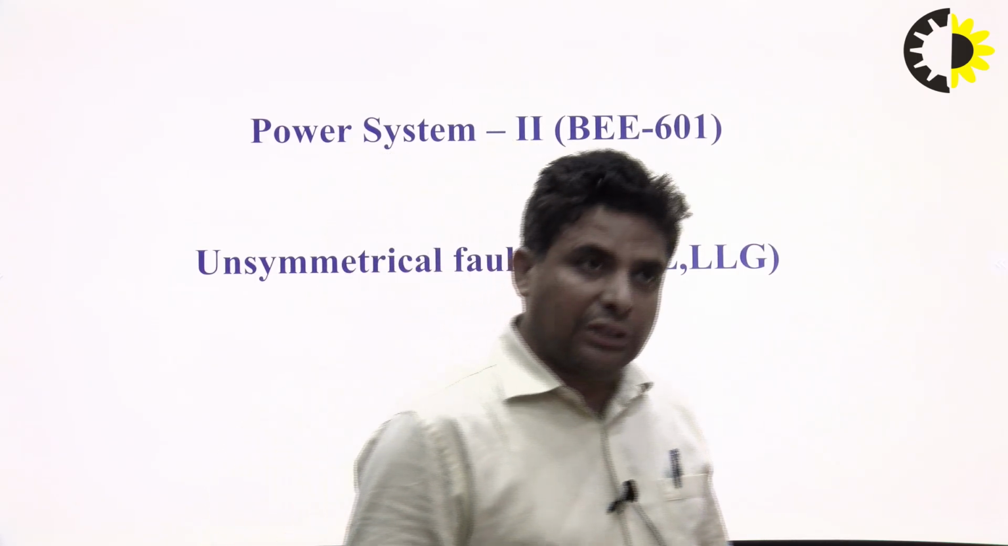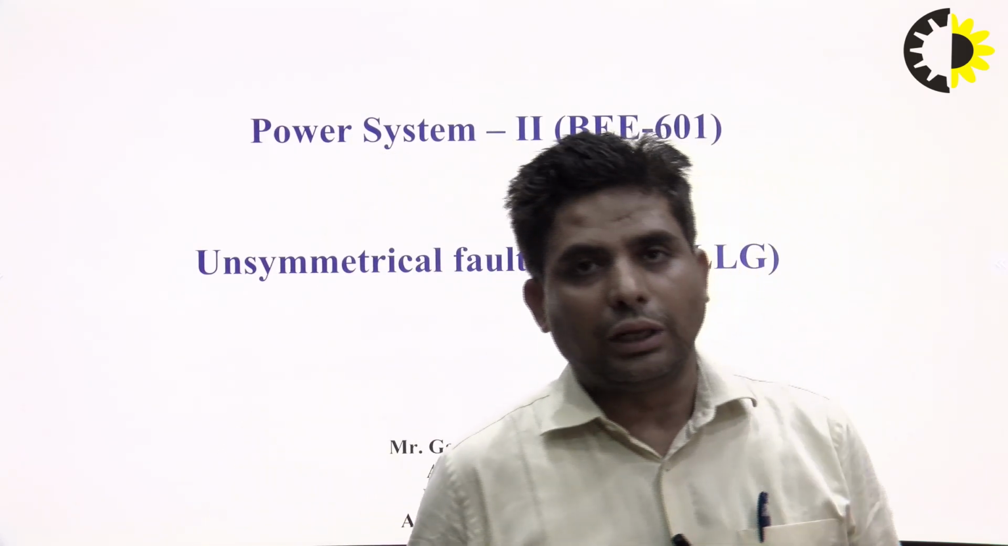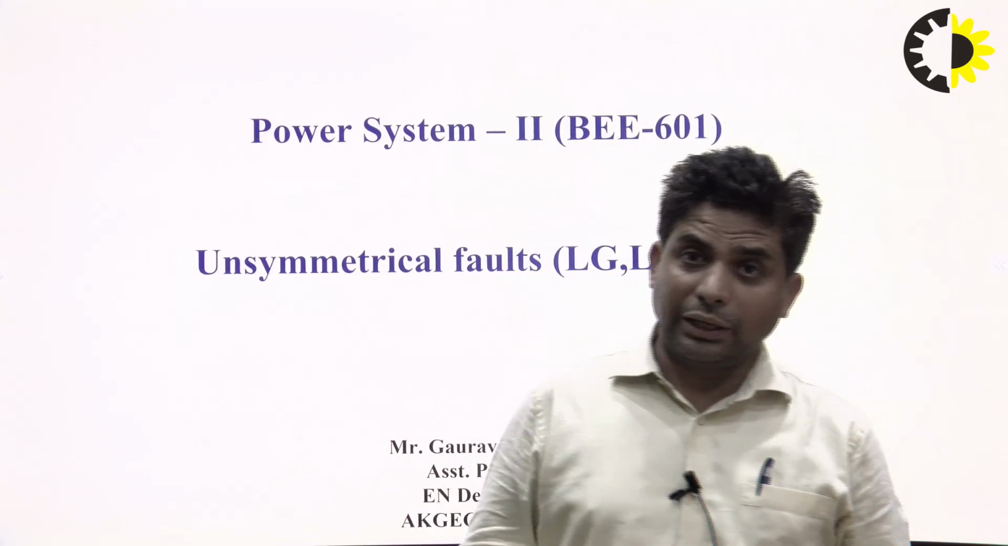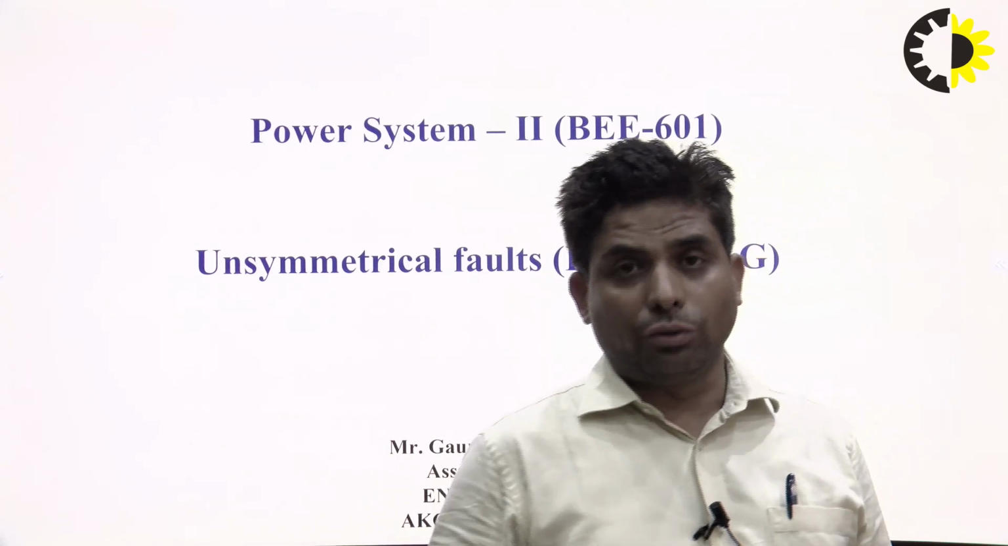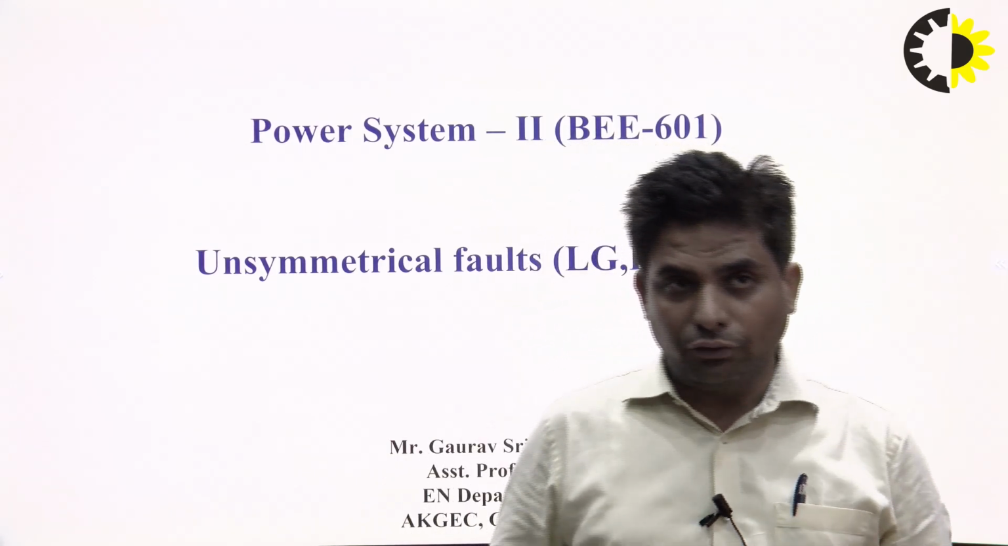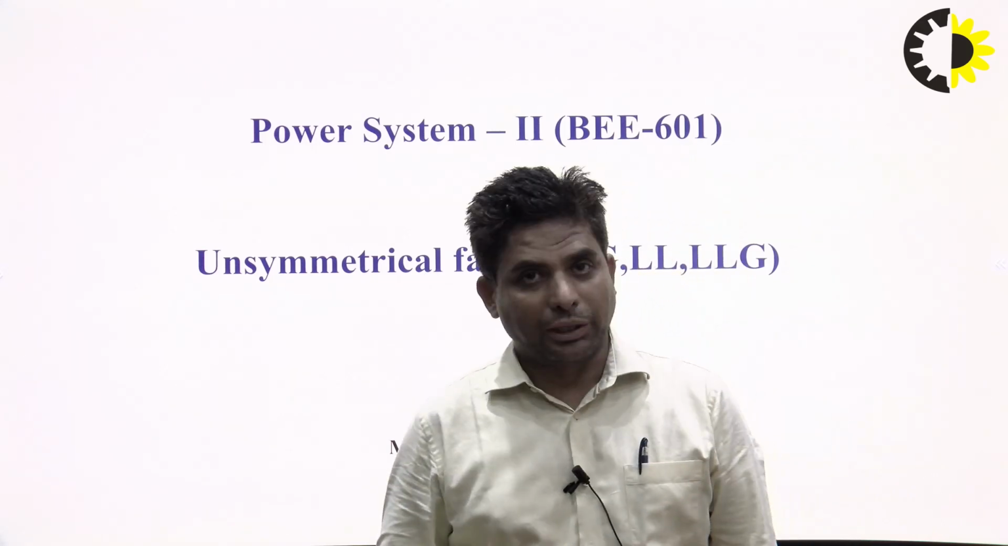So which types of unsymmetrical fault have we discussed here? The LG, line to ground fault, the LL, line to line fault, and the LLG, double line to ground fault. And similarly, the symmetrical faults are the triple L, or the triple LG.